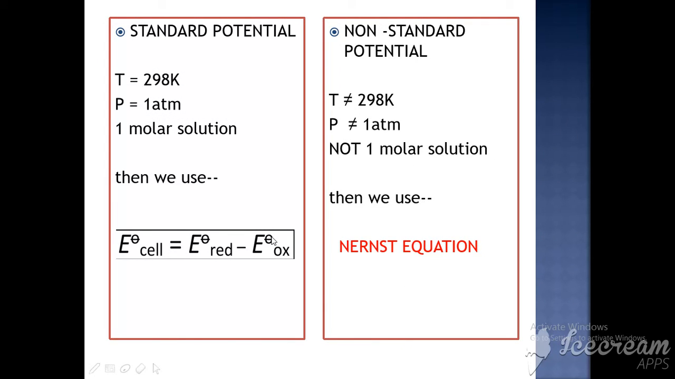Now we will be discussing the most important topic. For standard conditions, under temperature 298 Kelvin, pressure 1 atm, and the concentration of the electrolyte 1 molar, we use this formula: E naught cell is equal to E naught reduction minus E naught oxidation.